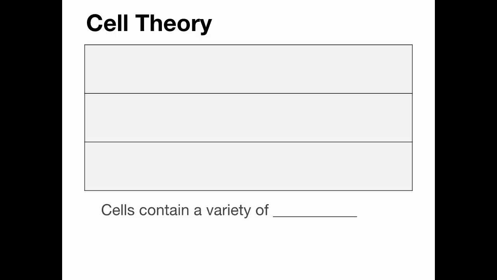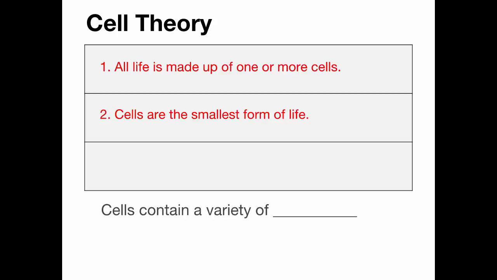Cell theory, sort of common sense. First, it says all life is made of one or more cells. So all living things are made of one or more cells. Also, cells are the smallest form of life. Some organisms are made of a single tiny cell.